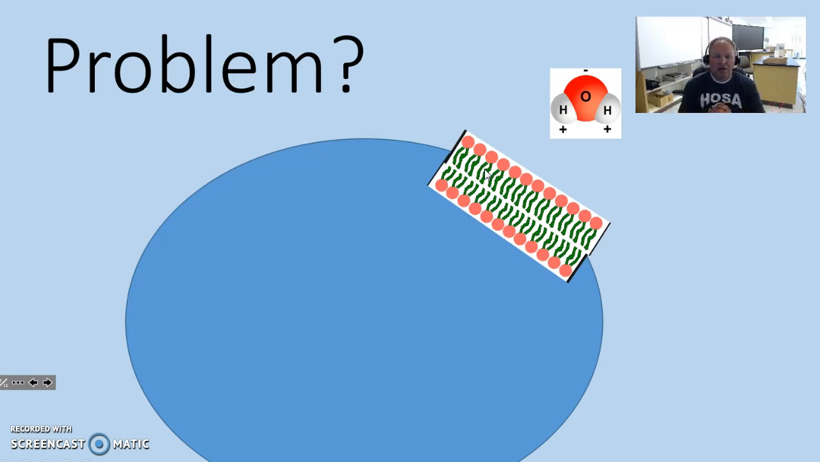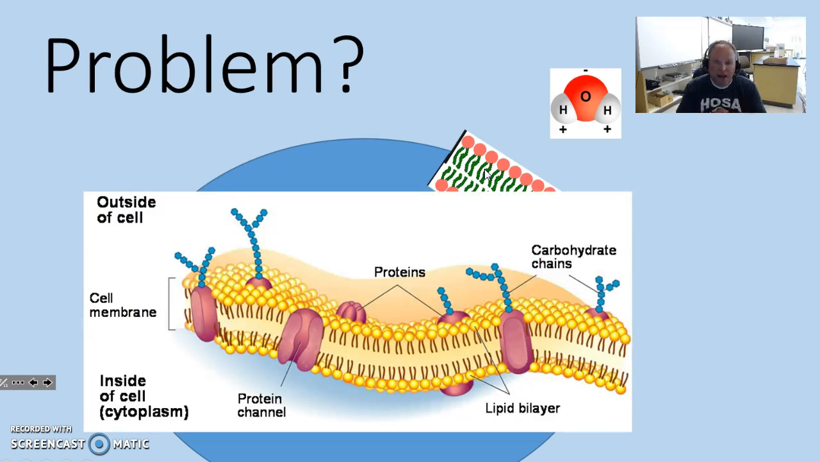Okay, so the cell has to find a different way to allow some things to go through it. And that's why your cell membrane actually looks like this. You can see that I still have my yellow heads, which are my phosphate heads. I still have my squiggly legs, which are my fatty acid tails. But then I have all these proteins embedded in it. And these proteins serve as bridges or tunnels or pipes for things to go in and things to go out.